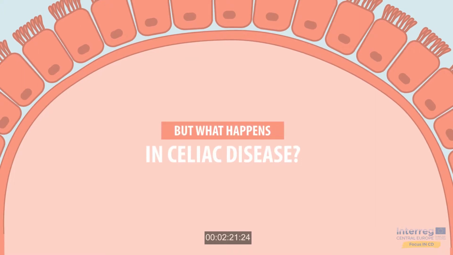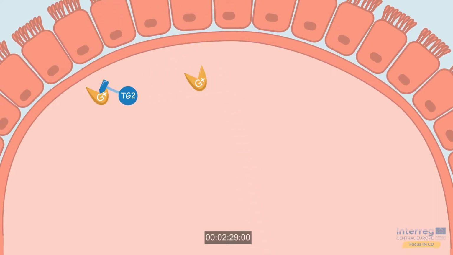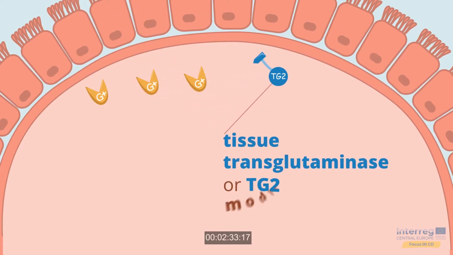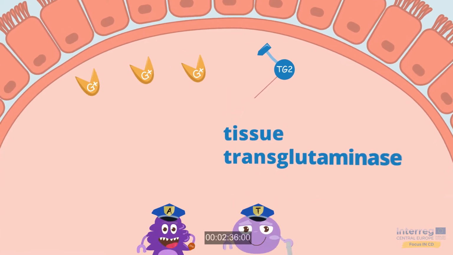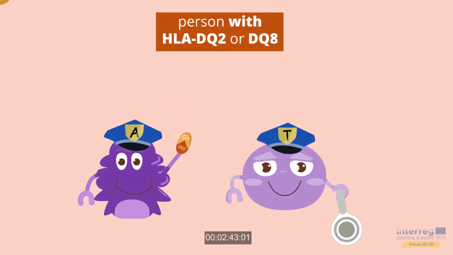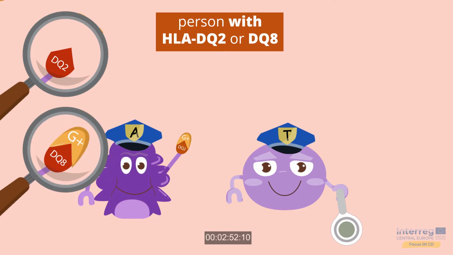But what happens in celiac disease? After being absorbed from the small intestine, the gluten fragment is further modified by an enzyme called tissue transglutaminase, or TG2. And here is where the genes play a role. In a person who carries the celiac genes HLA-DQ2 or DQ8, the tiny arms of the antigen-presenting cells have a certain shape. The modified gluten fragment fits into this HLA shape like a key into a lock.